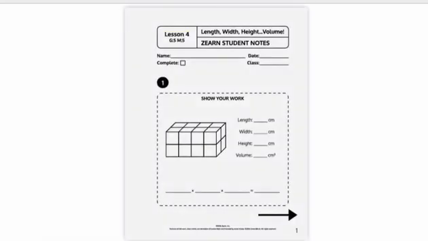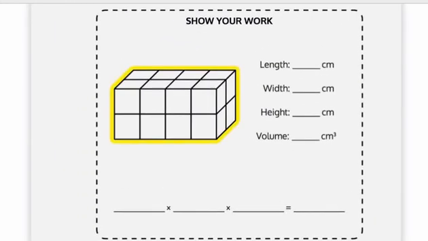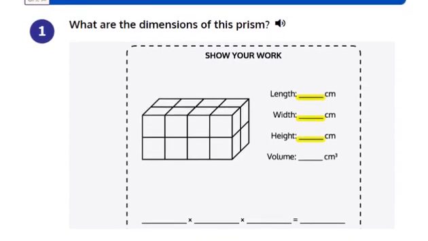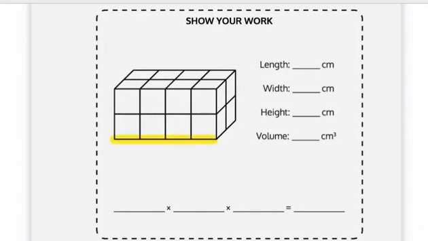Today, we're working on Mission 5, Lesson 4. This rectangular prism is built from centimeter cubes. What are the dimensions of this prism? This prism has a length of 4 centimeters, a width of 2 centimeters, and a height of 2 centimeters. You could have written these dimensions in any order, depending on how you looked at the prism. Check your work.